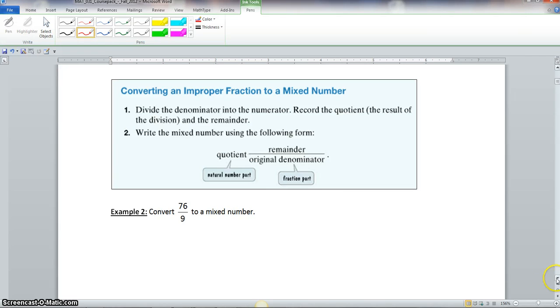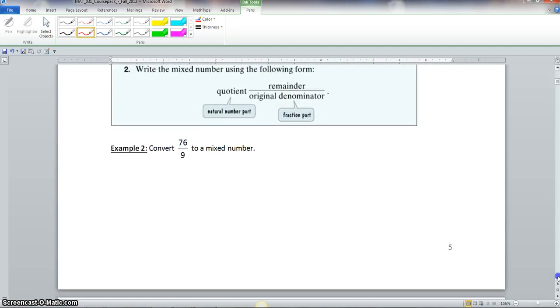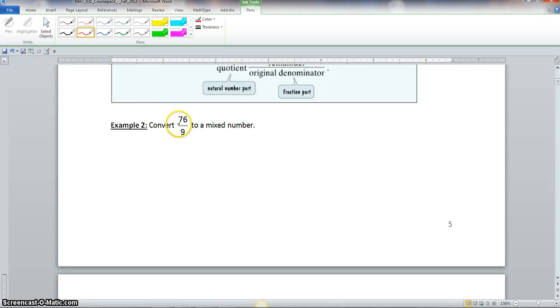Now let's talk about an improper fraction for a minute. Improper fraction means this: either your numerator is greater than or equal to your denominator, which we have here. So our setup is to take our denominator, which is 9, and divide it into our numerator, which is 76. So we say 9 goes into 76 8 times. 8 times 9 is 72. 76 minus 72 is 4. So we will have a remainder of 4.